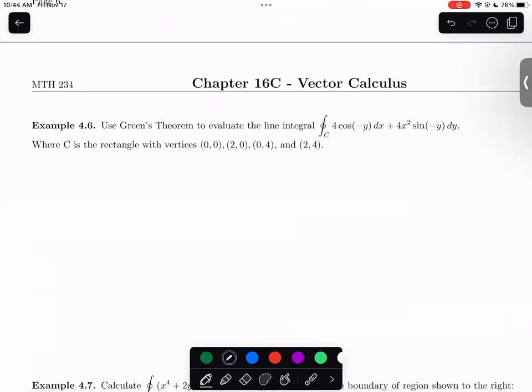So maybe I'll go ahead and start this one by sketching a picture. 0, 0, 2, 0, 0, 4, and 2, 4. And I think I've done maybe enough of these, illustrated them here, that maybe I can give you guys 2 minutes to work on this one on your own and see how far you can get. Then we'll talk about the result together.